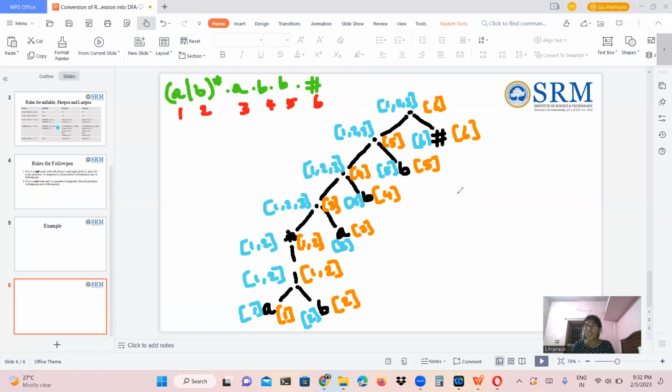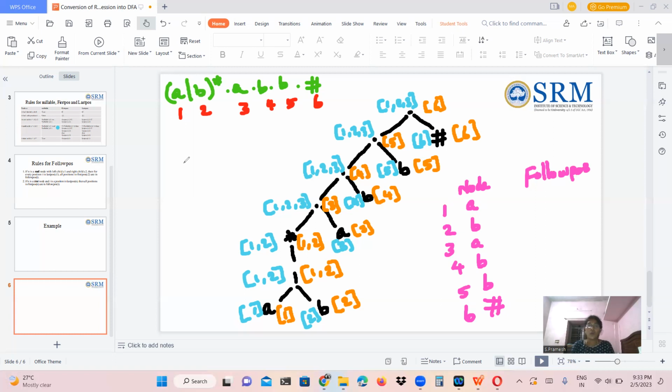So for the follow calculation, I'll take my nodes. Here I'll take it as the follow position. And my nodes are A, B, A, B, B, and hash. The positions I'm also going to make a note of here: 1, 2, 3, 4, 5, 6.